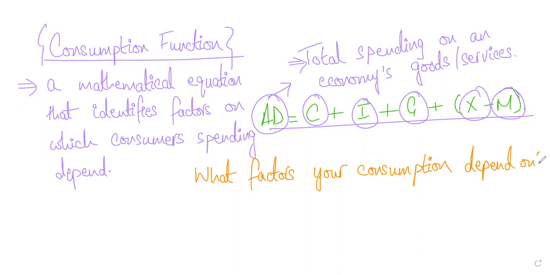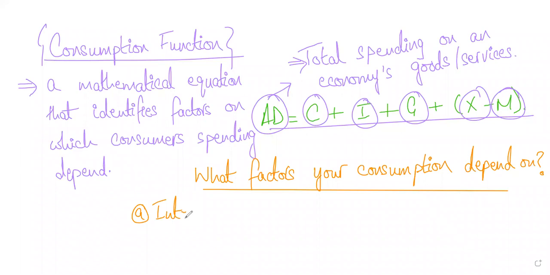What factors does your consumption depend on? Price of the good, income. That's absolutely correct. Now students, have a look at this. This is very important. Let's first list down all the things and then move on, so that you get a better idea.